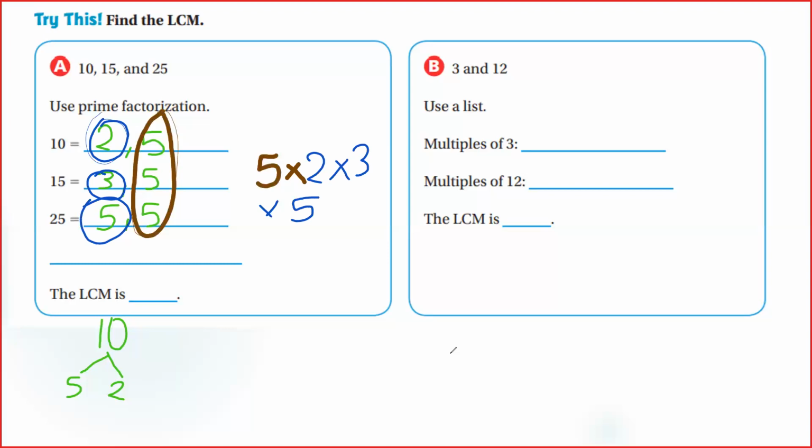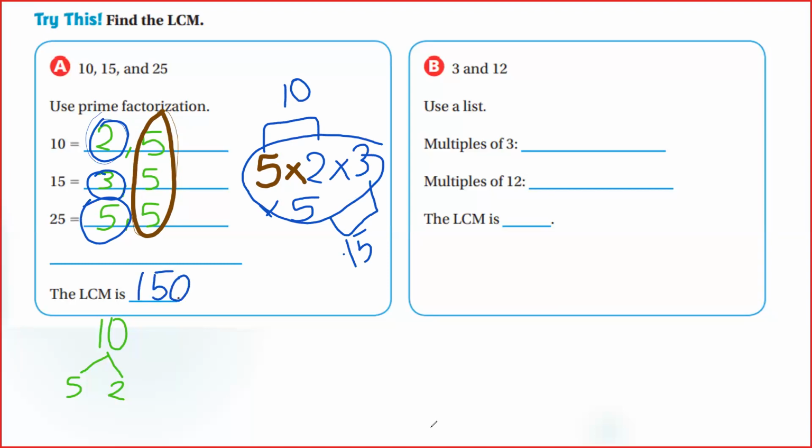Let's multiply them together now. 5 times 2, 10. And 3 times 5, 15. So then 10 times 15, 150. So here you have to multiply all of these numbers. Now, so the least common multiple of 10, 15, and 25 is 150. Got it now?